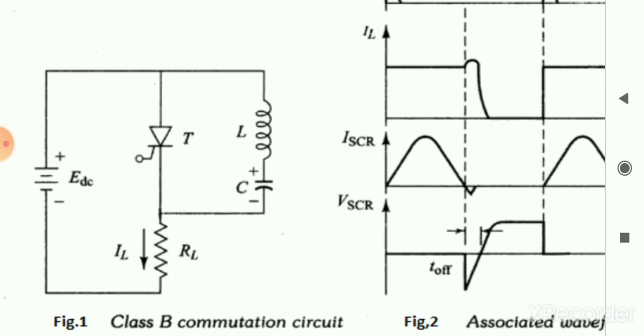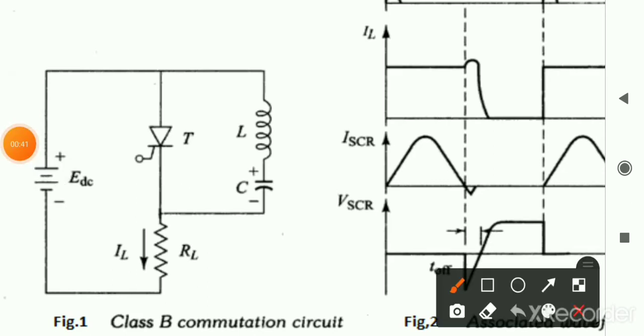As you can see, the commutating components L and C are connected in parallel with the thyristor and a load resistor, where the load current is flowing. Now we see the circuit operation. We know the inductor as well as the capacitor are energy storing devices. Initially, when I apply the supply voltage EDC, the inductor as well as the capacitor will get charged up to a value of EDC.